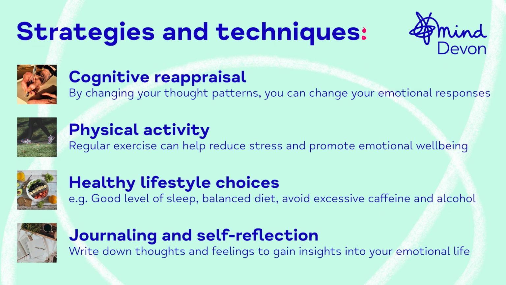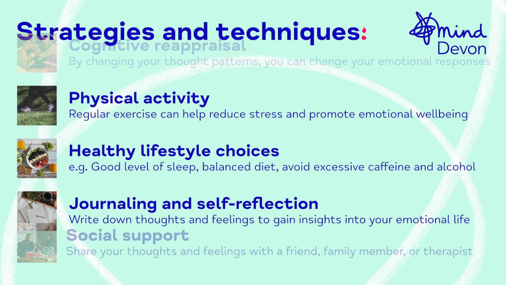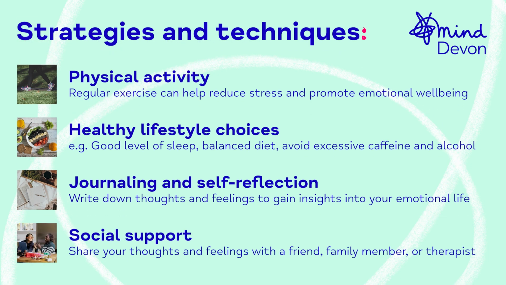Journaling and self-reflection. Keeping a journal allows you to explore and understand your emotions better. Write down your thoughts and feelings to gain insights into your emotional life. Social support. Talk to friends, family members, or a therapist about your emotions. Sharing your feelings with a supportive person can provide both comfort and perspective.